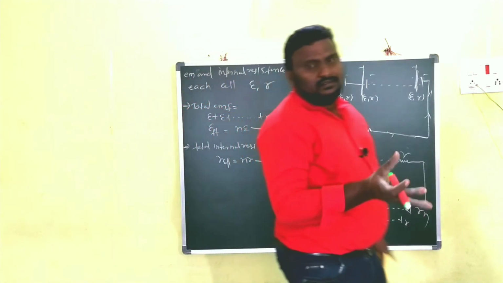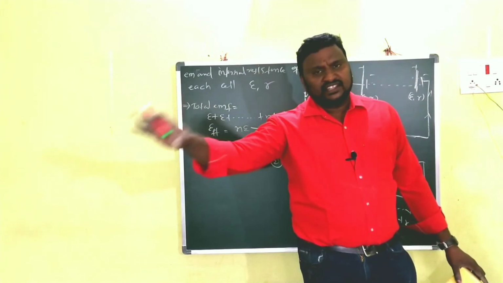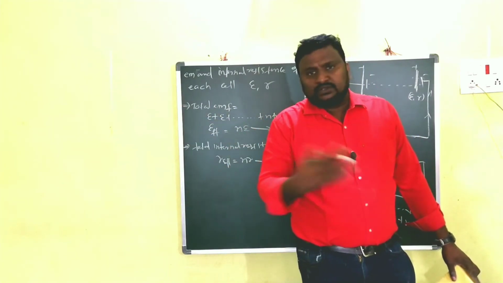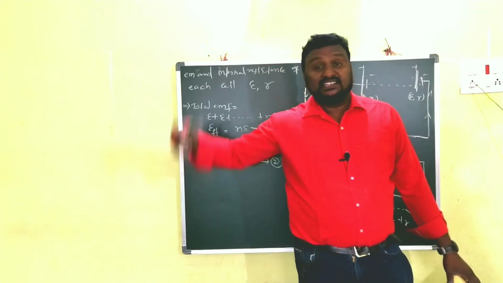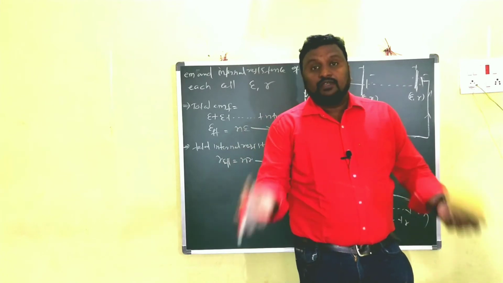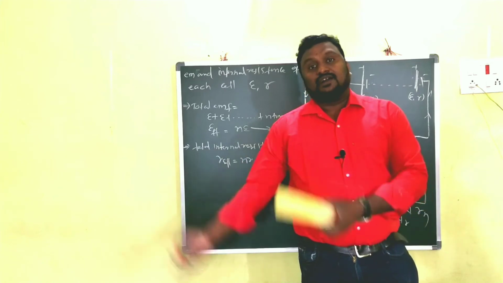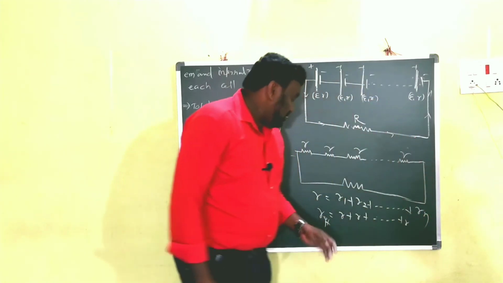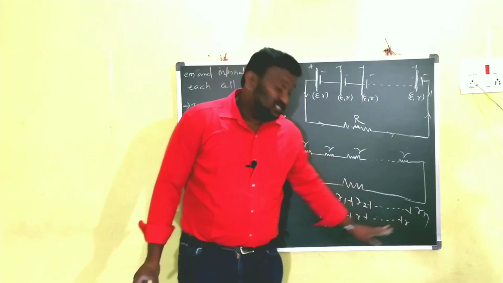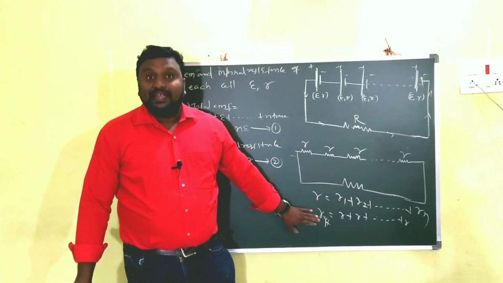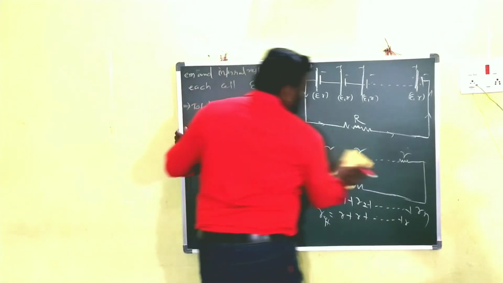Very simple, children. We have n number of cells, all having the same internal resistance, in series combination. In series combination, the formula for effective resistance is R equal to R1 plus R2 plus R3 and so on. Here R1 is equal to r, R2 is equal to r, R3 is equal to r, R4 also r. That's why R effective is equal to r plus and so on r, n times. So the total internal resistance is nothing but n r. Clear?